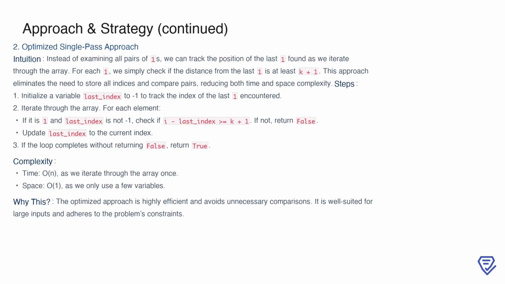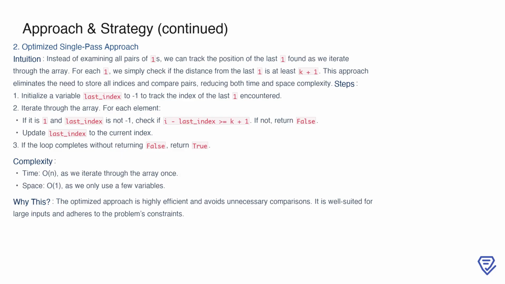To implement this, we initialize a variable last_index to -1, which will track the index of the last one we've seen. As we traverse the array, if we encounter a 1 and last_index is not -1, we calculate the distance from the current index to last_index and ensure it's at least k plus 1. If it isn't, we return false immediately. Otherwise, we update last_index to the current index and continue. If we complete the loop without any violations, the condition is satisfied, and we return true.